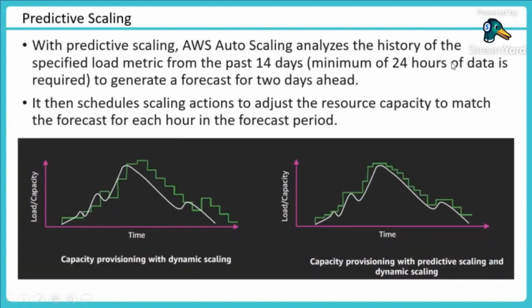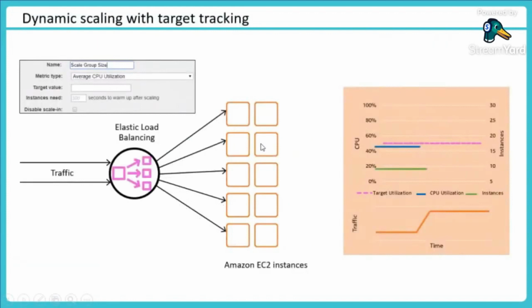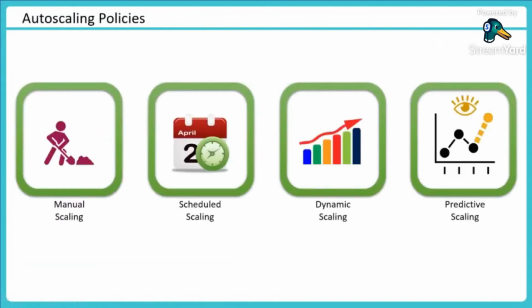What is the last one? The last one is predictive scaling. This is a little newer policy than what we have discussed so far. Let me quickly talk about what we have discussed so far, and I'll go back to that slide. So we discussed these three policies.